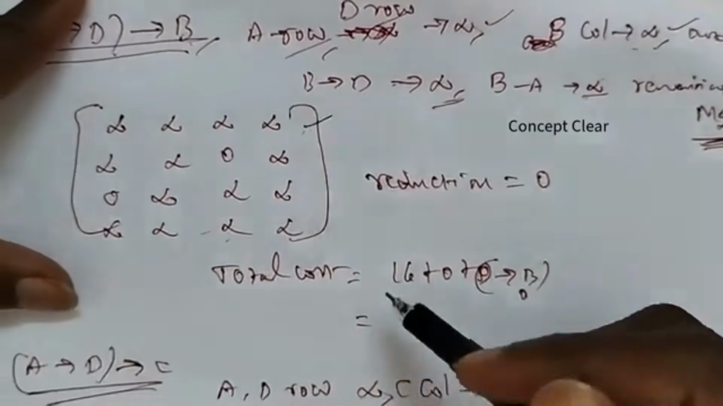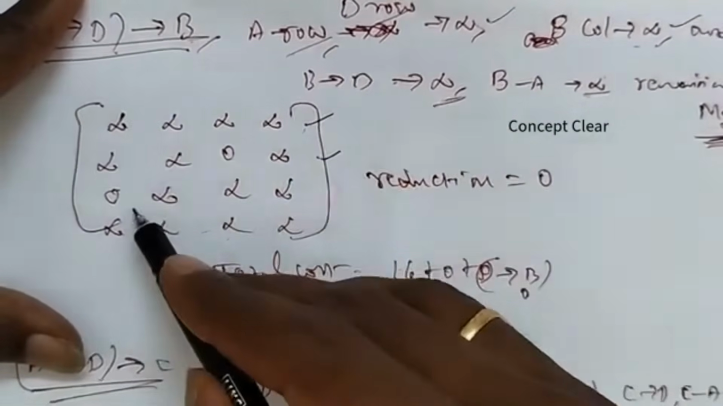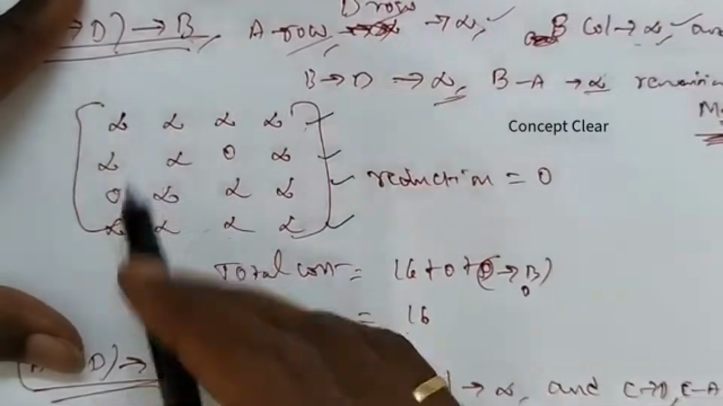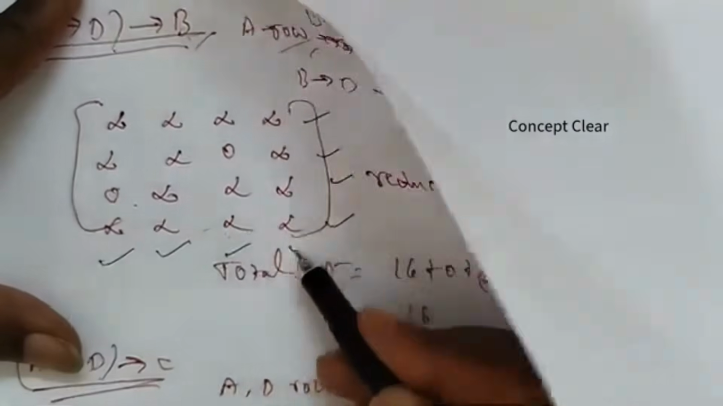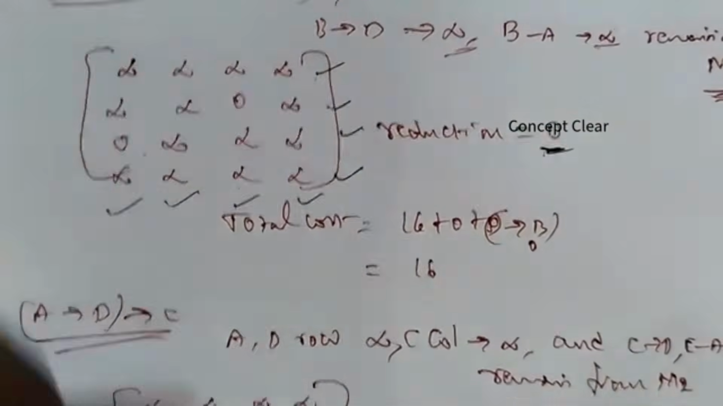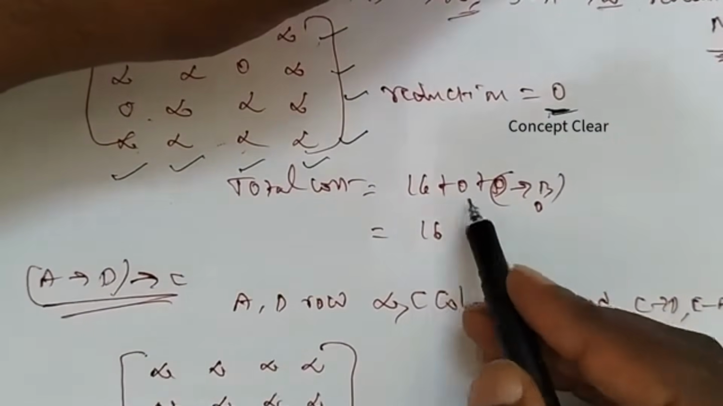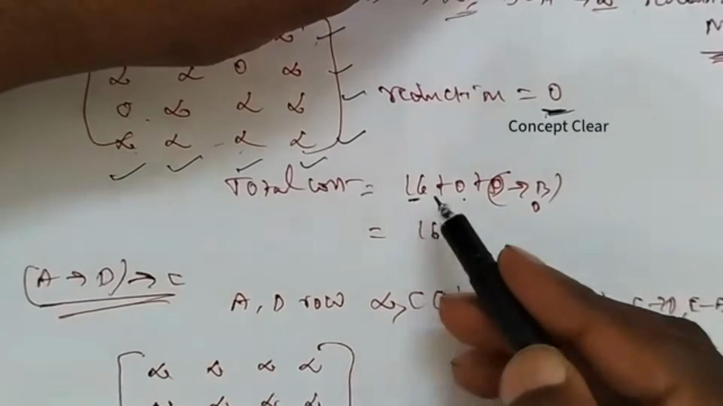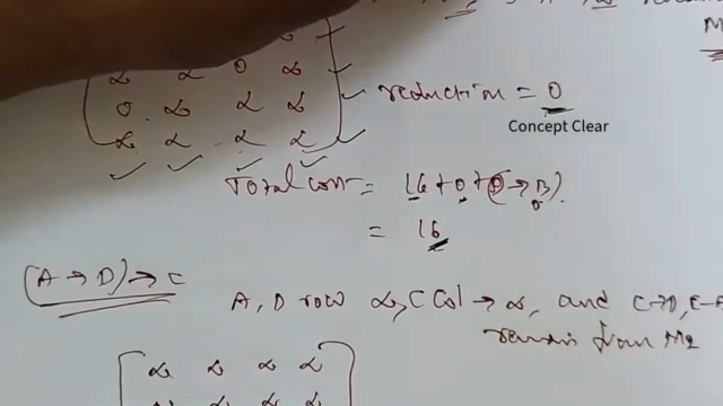Now we are checking for reduction, row reduction first. Here all infinities, there is none. Here 0 is available, so no problem. Here also 0 is available. Here also all infinities. What about the columns? 0 is available, no problem. All infinities, 0, and 0. So there is no reduction; reduction is 0. The formula is total cost equals parent plus reduction plus the D to B path. Here the parent is 16, reduction is 0, and D to B is 0. So the total cost is 16.